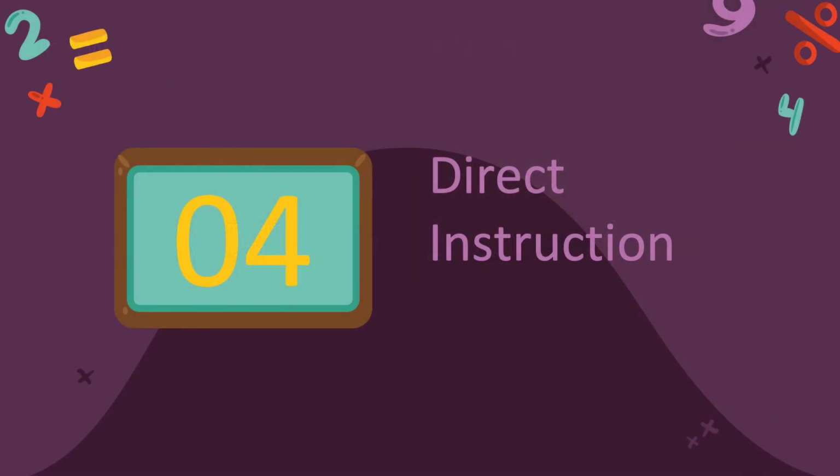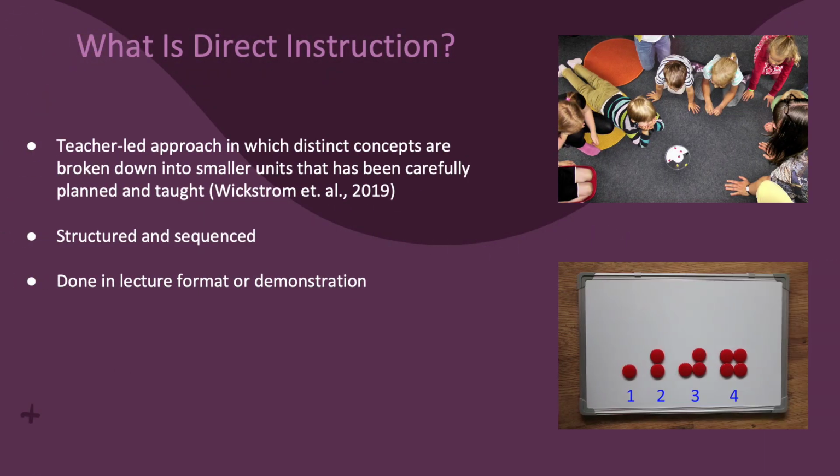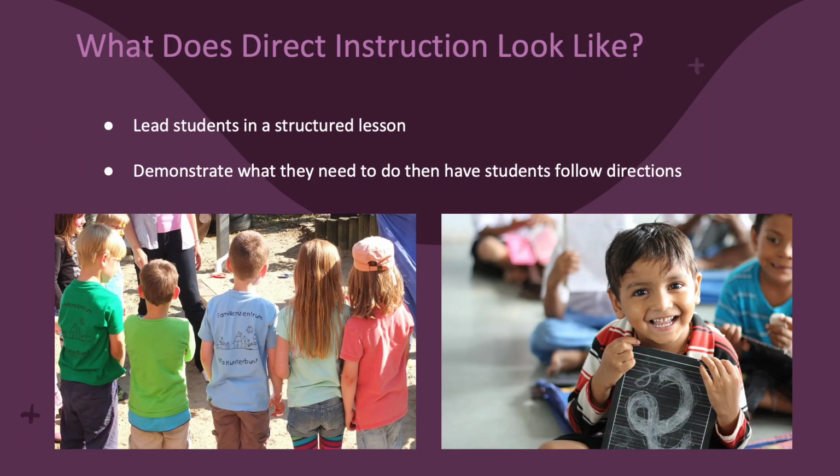The final type of play that we will explore will be direct instruction. Direct instruction is an instructional approach that is structured, sequenced, and led by teachers. It may be done by lecture or demonstration. The instructor leads the students in a structured lesson. By demonstrating to the students what they need to do, the students are then able to follow the instructor's lead. This can be done with whole group or small group instruction.